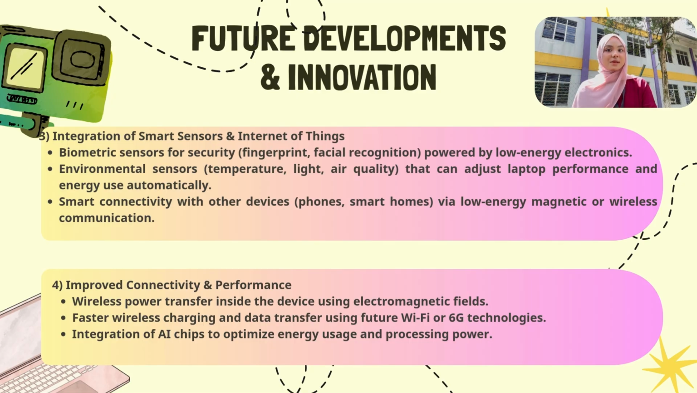Lastly, improved connectivity and performance. Finally, we have the brain and the speed of the machine. With 6G technology, downloading massive files will be almost instant. Inside the laptop, we are adding special AI chips that act like a smart manager. This AI watches what you are doing. For example, if you're browsing the web, it saves energy. But if you start a heavy task like video editing, it boosts the power immediately. It's all about giving us the best performance exactly when we need it without wasting battery life.